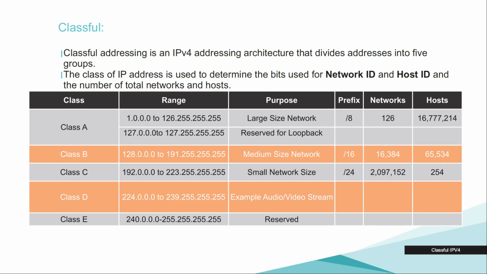Then we have Class D. Class D has the range 224.0.0.0 up to 239.255.255.255. Class D is used for multicast, and an example of using Class D is for audio and video streams. And we also have Class E. Class E has the range 240.0.0.0 up to 255.255.255.255, and Class E is reserved.